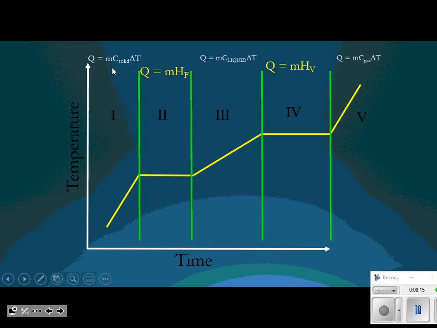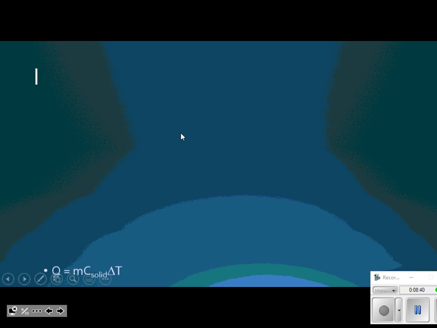Right here, Q equals MC of a solid delta T. Q equals M times the heat of fusion. Q equals M times the specific heat of the liquid times the change in the temperature. So what you're going to see is these calculations aren't terrible if you know what you're looking for. All right? So let's start out with quadrant 1. Quadrant 1, the amount of energy is going to be equal to my mass times my specific heat of a solid times my delta T, my change in temperature.